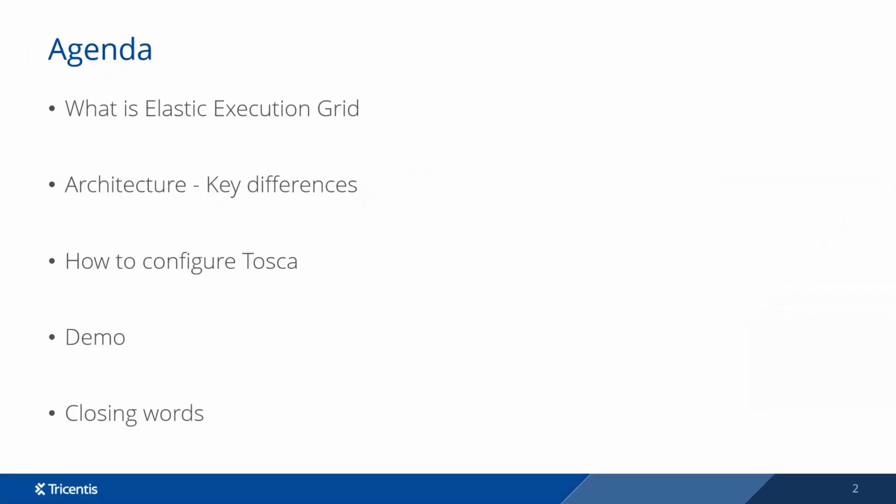Our agenda will look like this. We are going to first talk about what Elastic Execution Grid is, understand the architecture and the differences, and then we are going to see a demonstration of how it can be configured with Tosca Commander. In the end, we are also going to have time to answer your questions, which will pop up in the Q&A section.